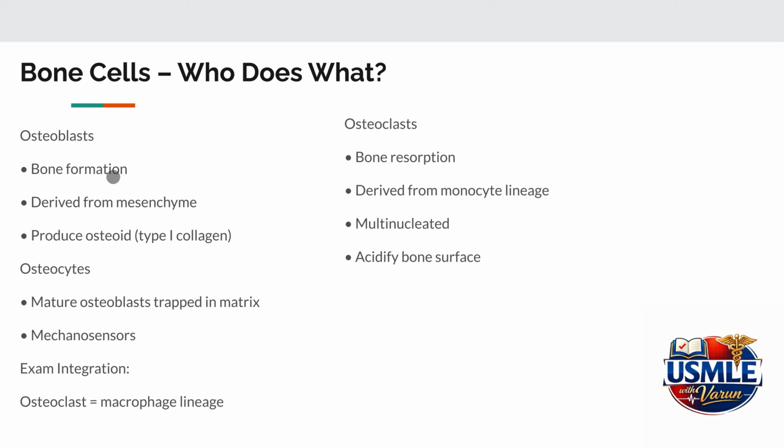Osteoblasts are bone-forming cells that synthesize osteoid, which is mainly type 1 collagen. Osteocytes are mature osteoblasts that are trapped in bone matrix. They function as mechanosensors that respond to mechanical stress, whereas osteoclasts resorb bone. They are multinucleated cells derived from the monocyte-macrophage lineage.